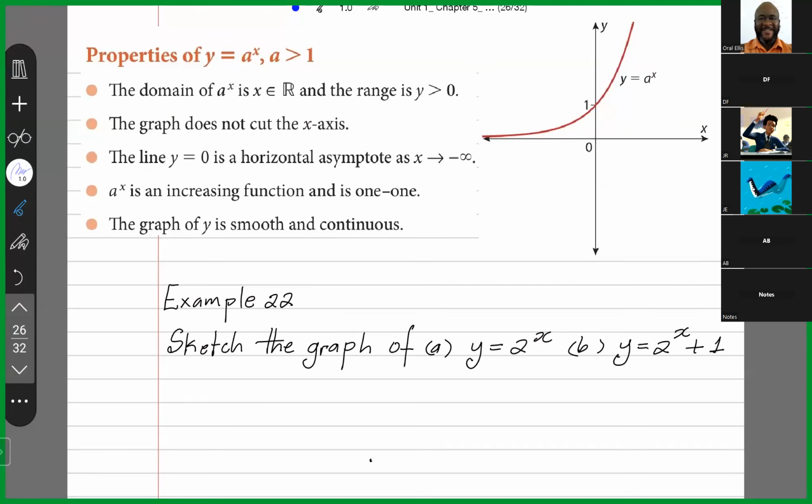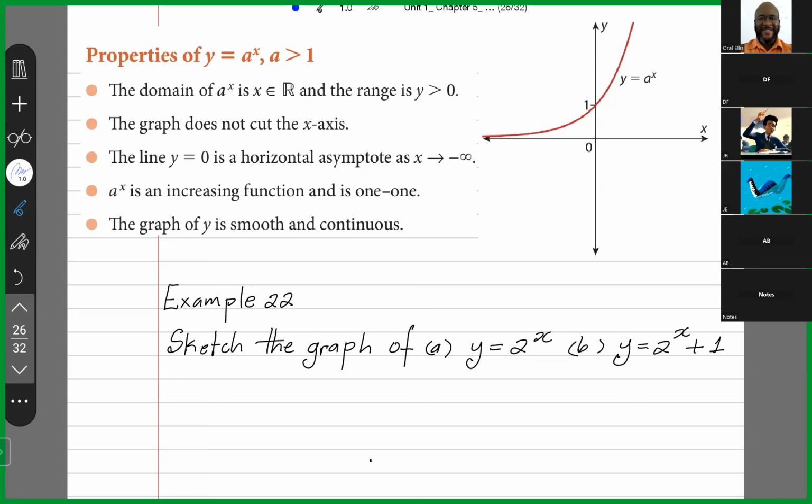So first of all, the domain of a to the x is x is an element of the set of real numbers. So the domain for a to the x are all real numbers. In other words, for every real number x, you can get a value for a to the x, where a is greater than 1. And the range would be your corresponding y values.